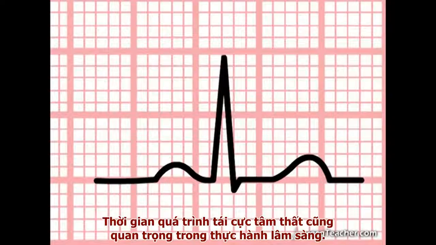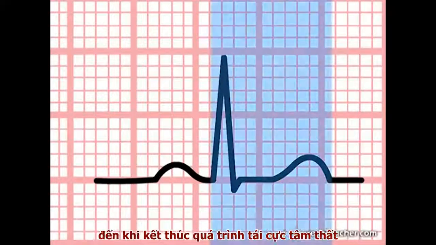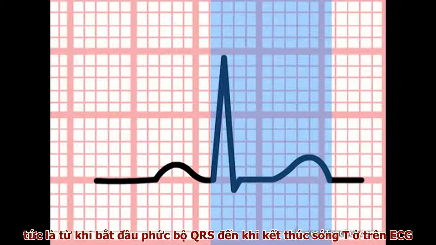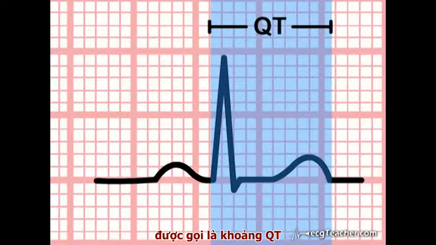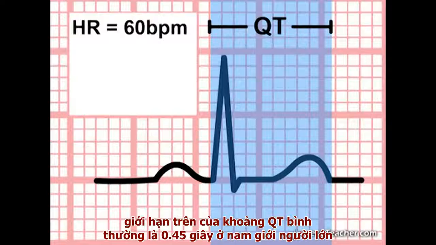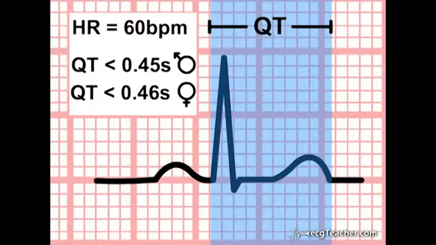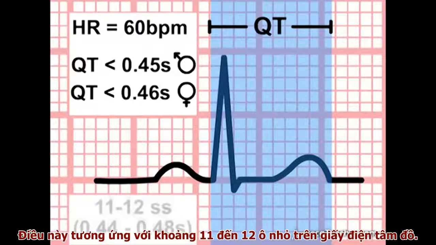The duration of ventricular repolarization is also important in clinical practice. The time between the onset of ventricular depolarization and the end of ventricular repolarization, that is the beginning of the QRS complex and the end of the T wave on the ECG, is termed the QT interval. When the heart rate is 60 beats per minute, the QT interval should be less than 0.45 seconds in an adult male, with a slightly higher upper limit for adult females. These upper limits lie between 11 and 12 small squares on the ECG paper.